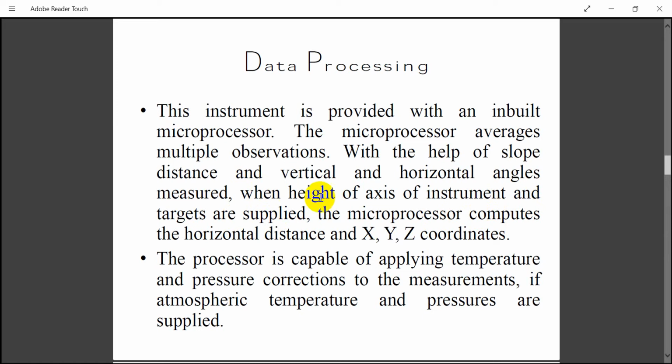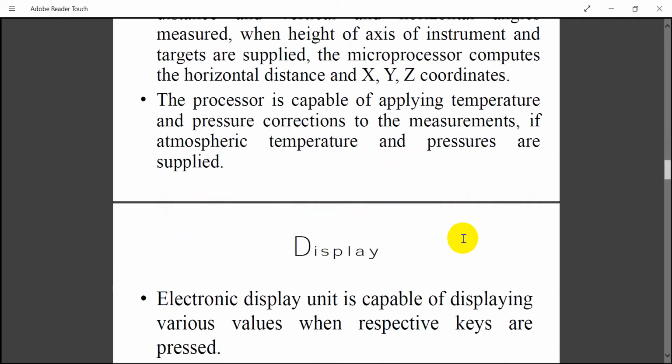What he said: when the height of the axis of the instrument and the targets are supplied, with the help of the slope distance and the vertical and horizontal angles, the microprocessor computes the horizontal distance and xyz coordinates automatically. The processor is also capable of applying temperature and pressure corrections to the measurements. Oh my god, this has so many advantages. You already know this from when we discussed chain surveying: what are the temperature corrections and what are the pressure corrections?